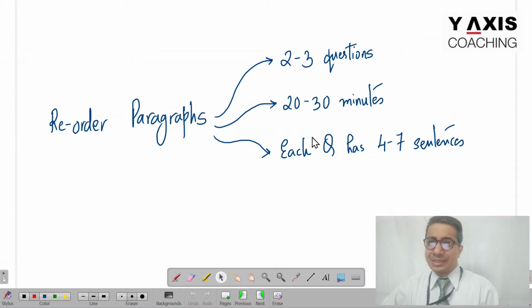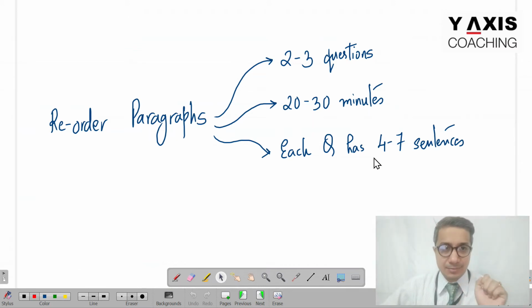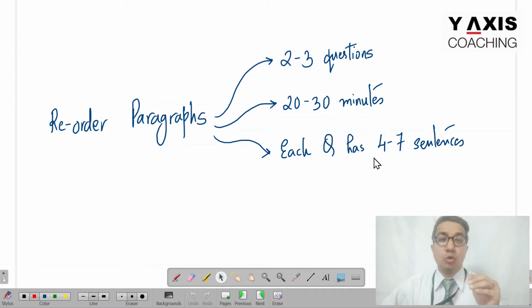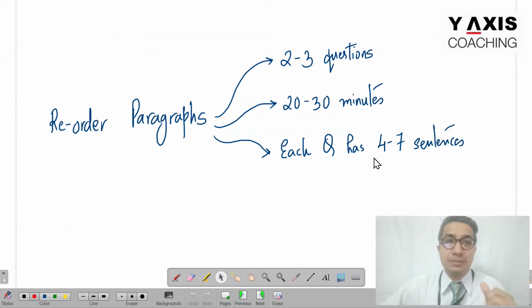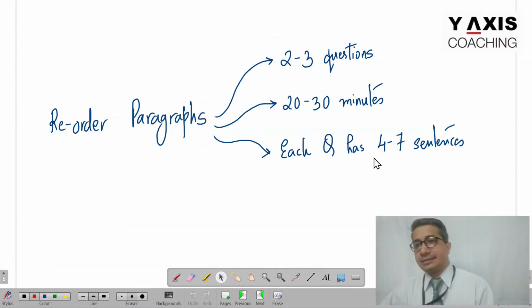Each question will have 4 to 7 sentences, right? And those 4 to 7 sentences are not going to be in the correct order, they are shuffled. We have to bring it in the right order so that it reads as a coherent paragraph, right? That's what reordering paragraph is all about.